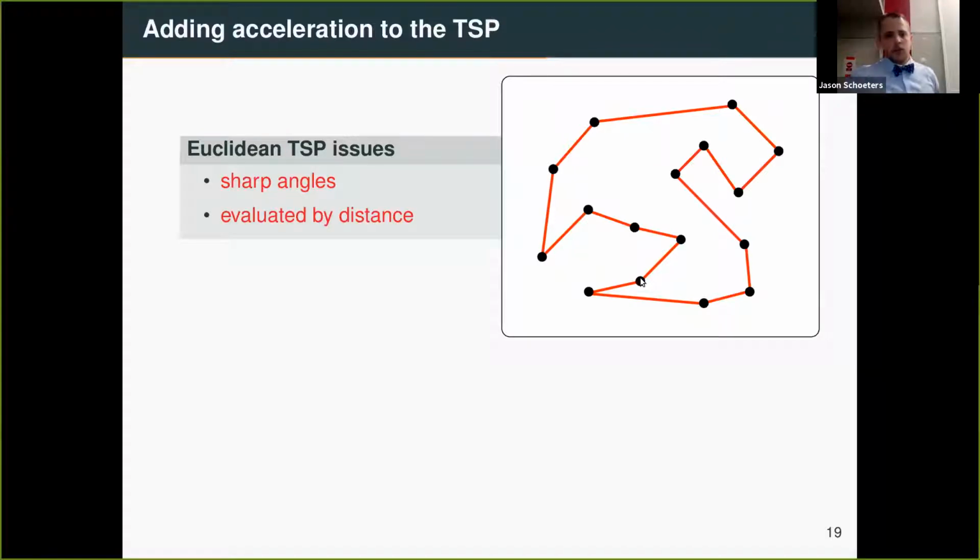So another problem is that all of these tours in Euclidean TSP are evaluated solely by distance and not by time needed to cross this distance.